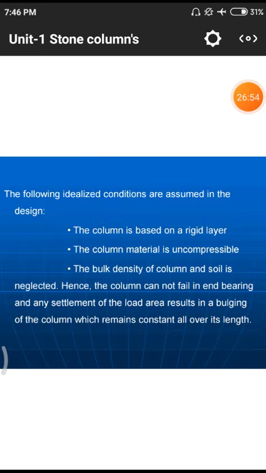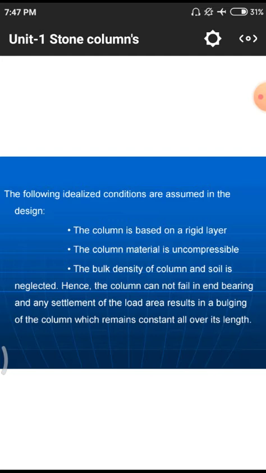The following idealized conditions are assumed in the design. That means we need to assume some points. What are those? First, the column is based on a rigid layer. That means there is some rigidity such that there will be no deflections or distribution of load to the layers below. That is called a rigid layer. Next, the column material is incompressible. That means the column is incompressible under the particular load itself.